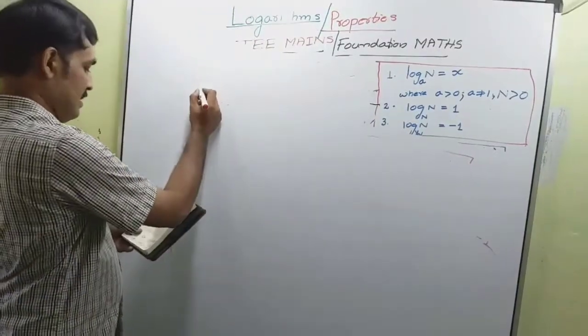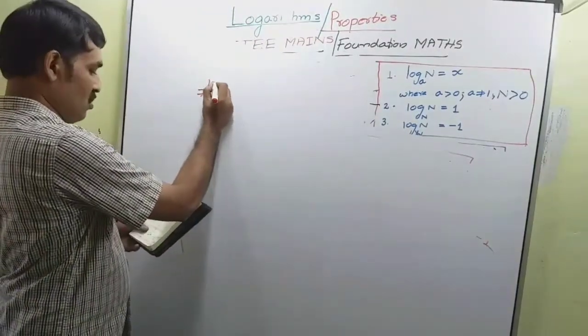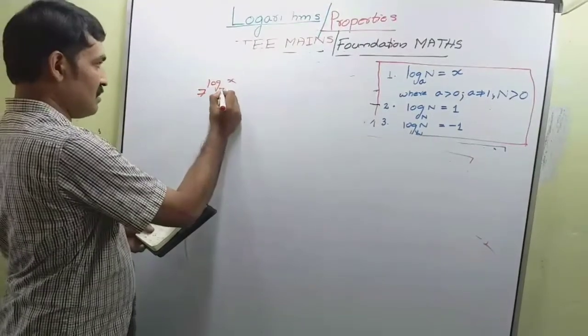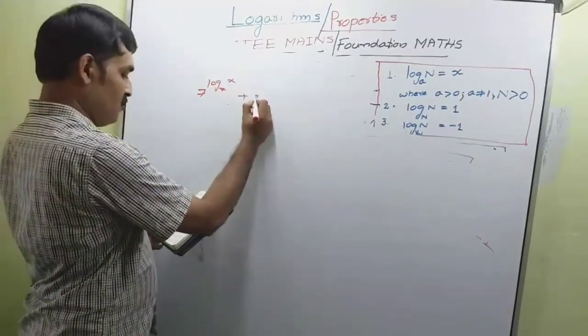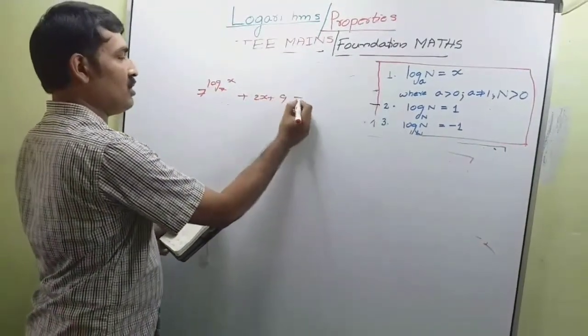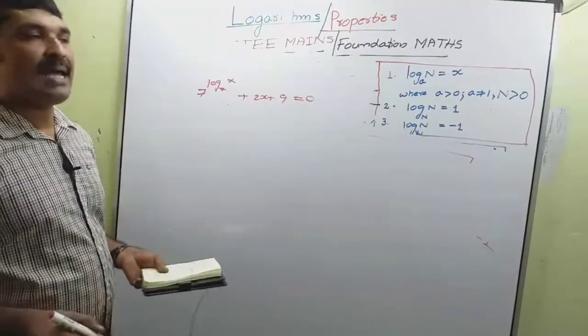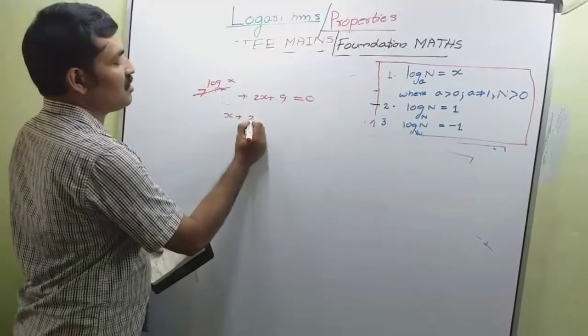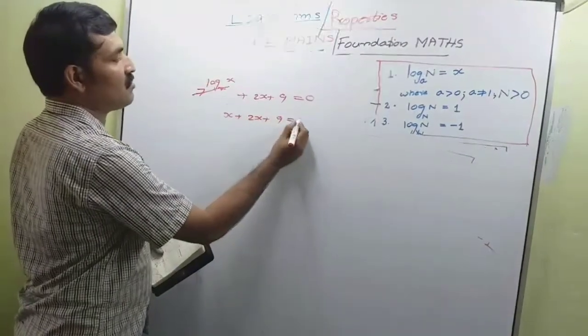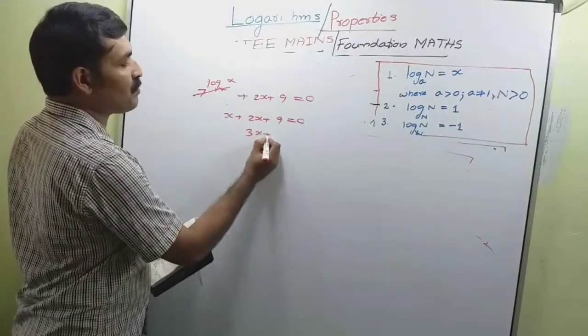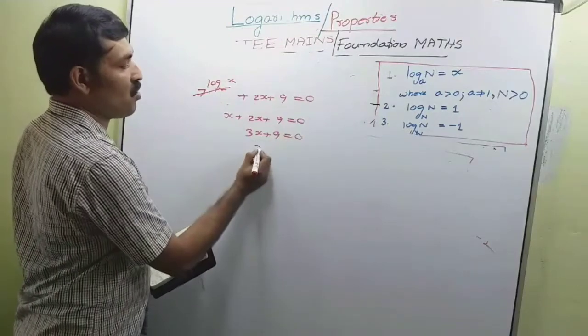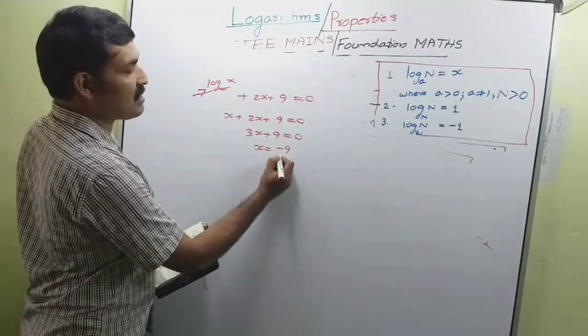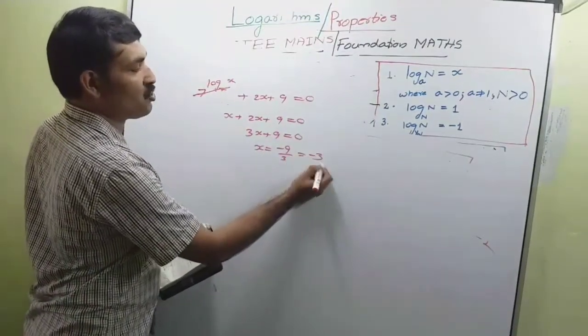Now, 7 raised to log x base 7 plus 2x plus 9 is equal to 0. Find the value of x. This 7 and 7 get cancelled. This gives x plus 2x plus 9 is equal to 0, or 3x plus 9 is equal to 0, or x is equal to minus 9 by 3, that is equal to minus 3.